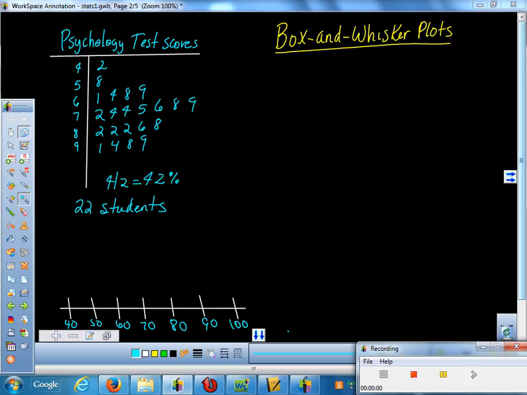And essentially we need to get our data divided into 4 equal parts. And the easiest way to do that is to find the middle and then cut the middle in half. So the first thing we need to find is the median.